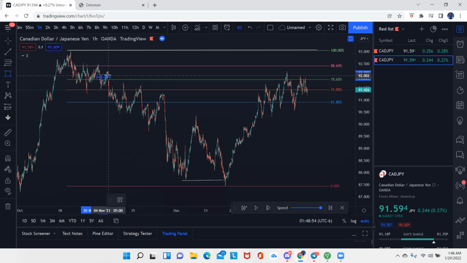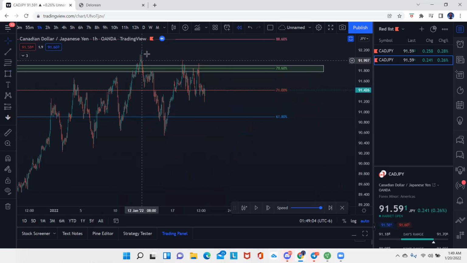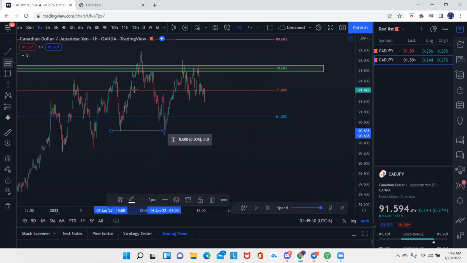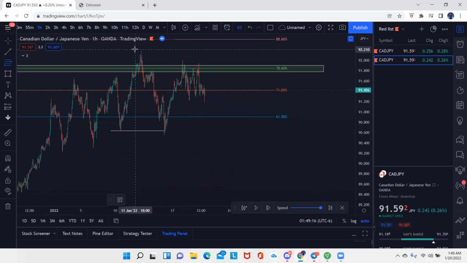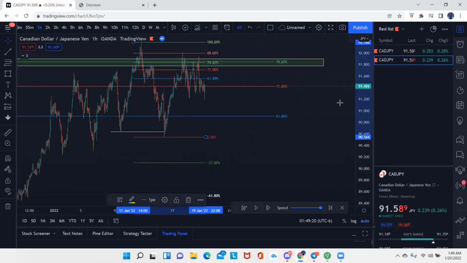So if you guys know anything about imbalances, obviously this is an imbalance right here. So not only did it react off an imbalance, it also reacted off the 78% Fib. I like that, right? What did the market do? The market ended up dropping once again. Broke a level of structure, ended up giving us a retracement, and then it reacted again. So I can actually pull out the Fib again, right? High to low. And then once again, what did it do?